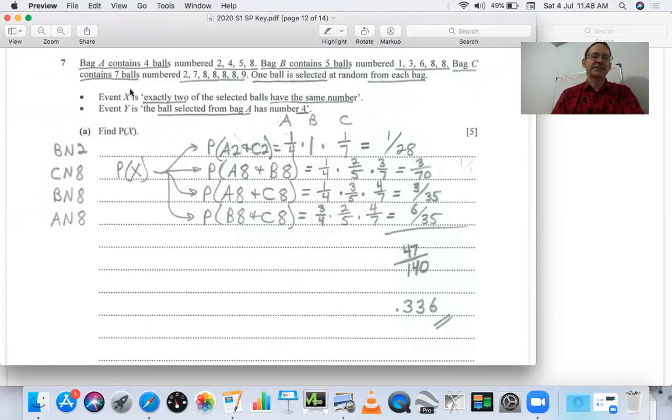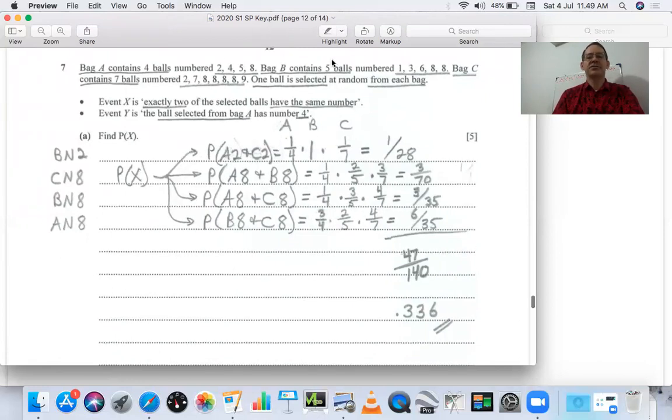Event X is exactly 2 of the selected balls have the same number. Event Y is that the ball selected from bag A has number 4. So for part A here, we need to find the probability of X. How many ways are there of getting exactly 2 balls with the same number?